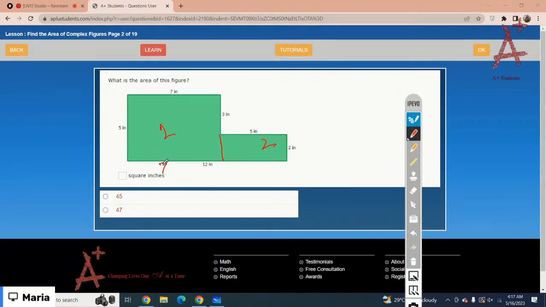Here you have 7, it is 7, 5, and this length is 5 from here to here. The complete red line is of 5. Then you have 2 and 5, so it would be 5 here. Got it? Let me just calculate.